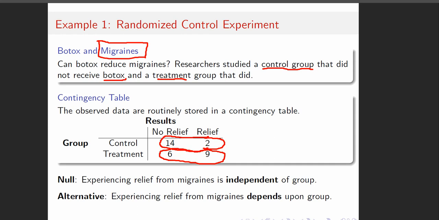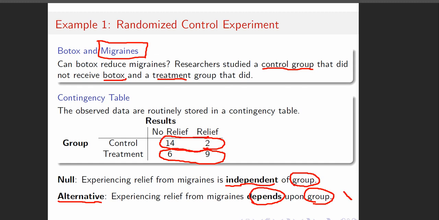And here are the hypotheses. So for chi-squared, we generally just write these down instead of using mathematical symbols like we did for the t-test. So the key idea is that the null hypothesis is, hey, the variables are independent. So whether or not you experience relief from the migraines depends on whether you were in the treatment group or the control group. And if we reject the null, the alternative is that experience of relief from migraines does depend upon the treatment group or control group, whichever you were placed in.